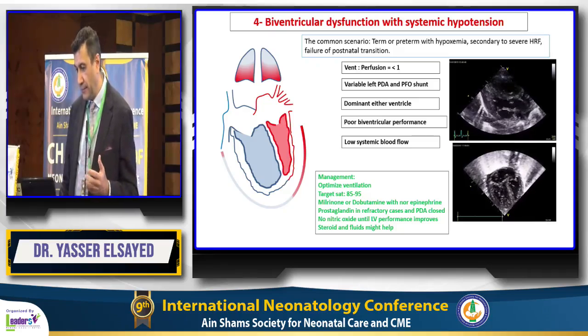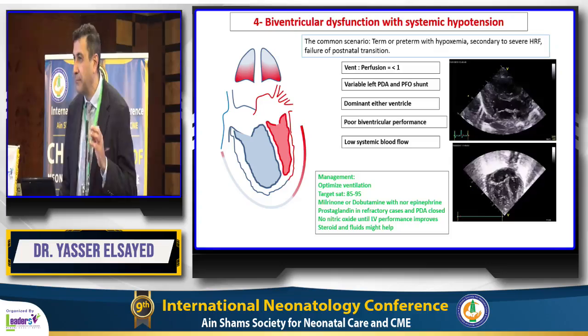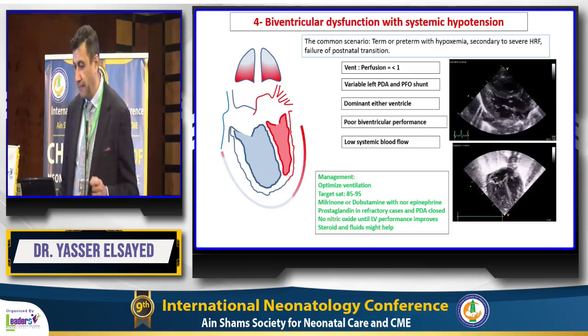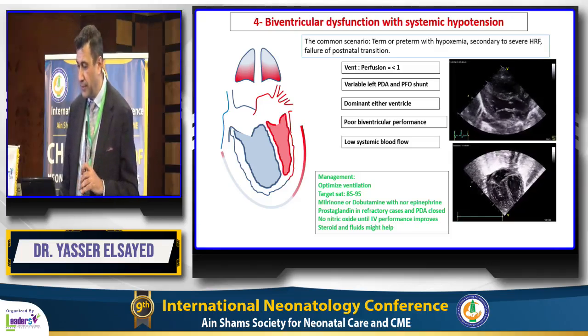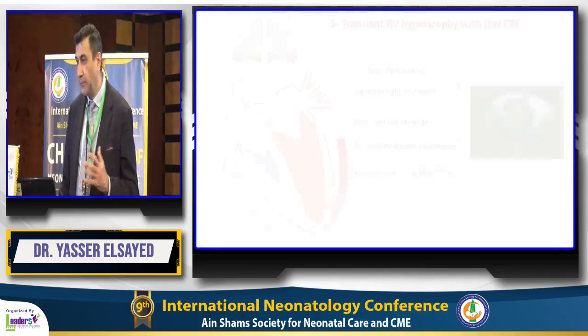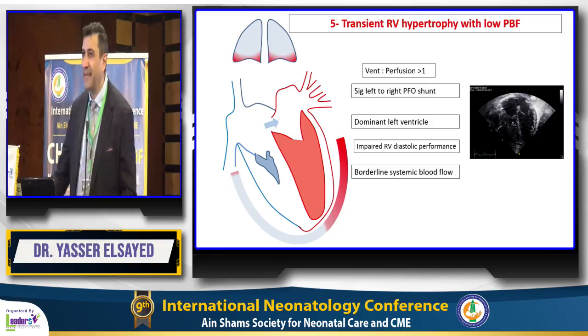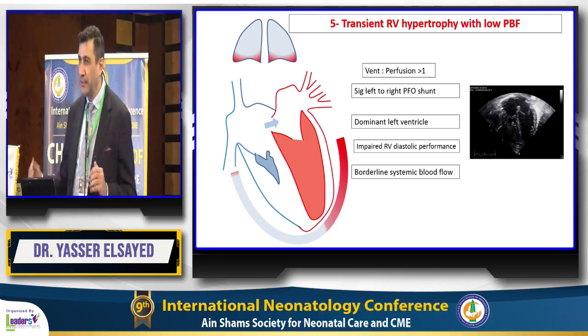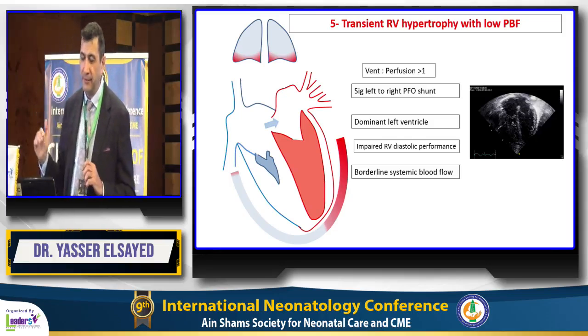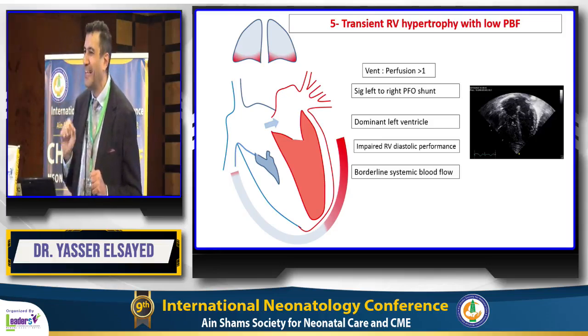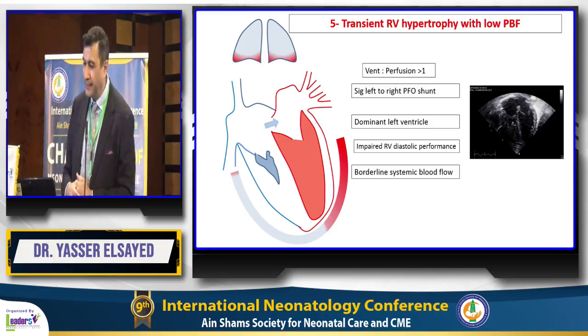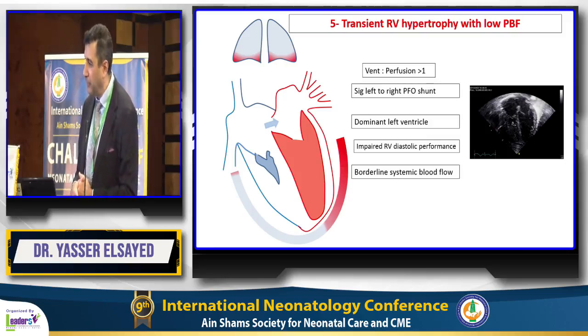It's a common scenario in preterm infants or term with hypoxemia secondary to severe hypoxemic respiratory failure or failure of postnatal transition. Without echo, you cannot diagnose this case. The transient RV hypertrophy, that's number 5, the least common. So I moved from phenotype number 1, 2, 3 to the least common one, and it is really difficult to manage: transient RV hypertrophy with low pulmonary blood flow.